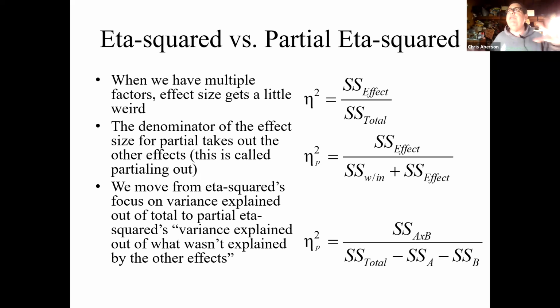The problem in moving from eta squared, focused on variance explained out of total, to partial eta squared, variance explained out of what wasn't explained by the other effects, is that this partial eta squared statistic isn't really anything logical that we would think about. Total variance explained, yeah, okay, we know what a percentage is out of total. Out of whatever wasn't accounted for by the other factors is a much more slippery concept.